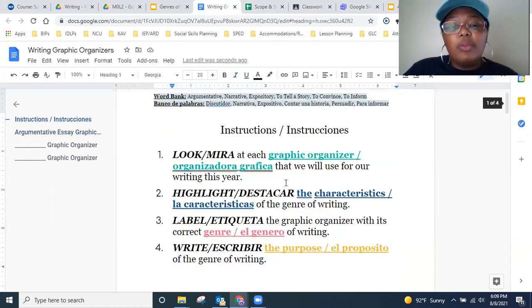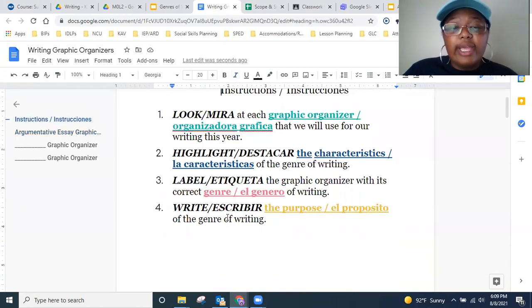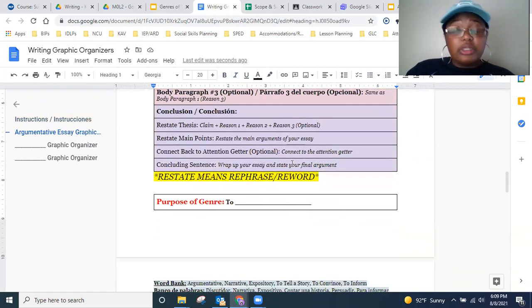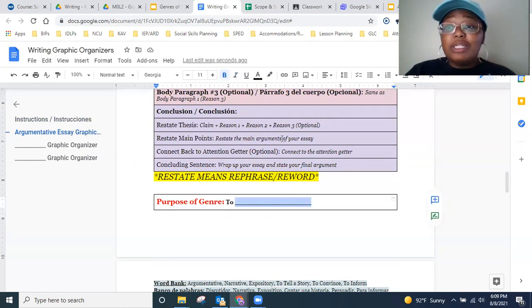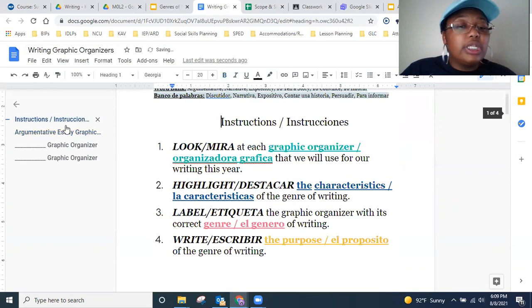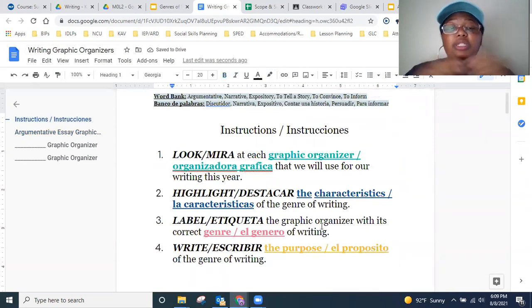I know I have a 4th step. What is it? My 4th step says to write, escribir, the purpose. So let me go back down to my graphic organizer. On the bottom of the graphic organizer, not the bottom of the pages, the bottom of this first graphic organizer, in each graphic organizer, it says purpose of genre. This is where I'm going to write the purpose of the genre. I know based on what I just learned that argumentative essays are written to convince our reader of something. So I'm going to just write to convince. Go back to my instructions, and there's no more steps. That's all I need to do.